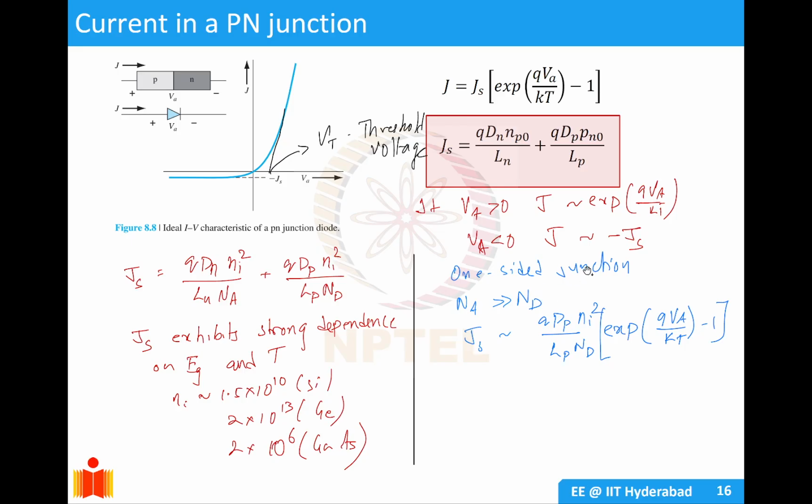So if you have a one-sided junction, let's say for Na greater than Nd, where one side is heavily doped compared to the other side. For that, if Na is greater than Nd, then this value will be very small compared to this value due to Na and Nd in the denominator. So you can say Js becomes just this value. So J is now Q Dp by Lp Ni squared by Nd, exponential Q Va by Kt minus 1.